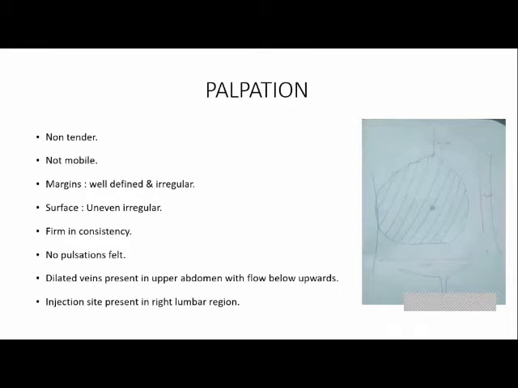The lump is non-tender, not mobile. Margins are well defined, irregular. Surface is uneven, irregular. Consistency is firm, no pulsation felt. There are dilated veins present in the upper part of the abdomen, with flow from below upwards, and an injection mark is present in the right lumbar region.